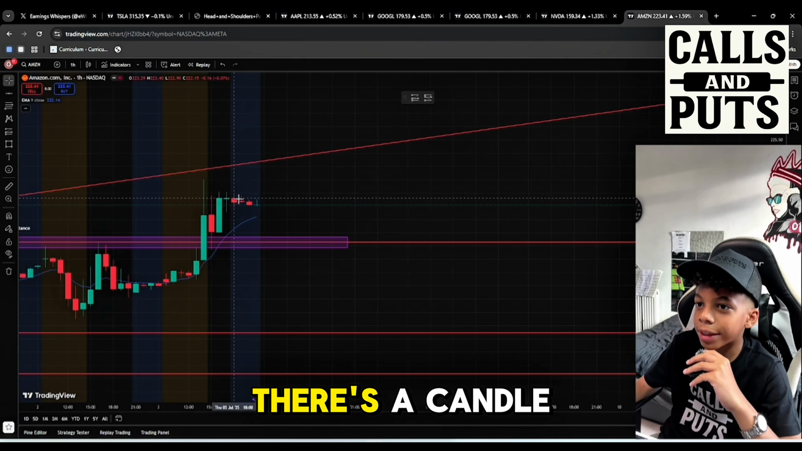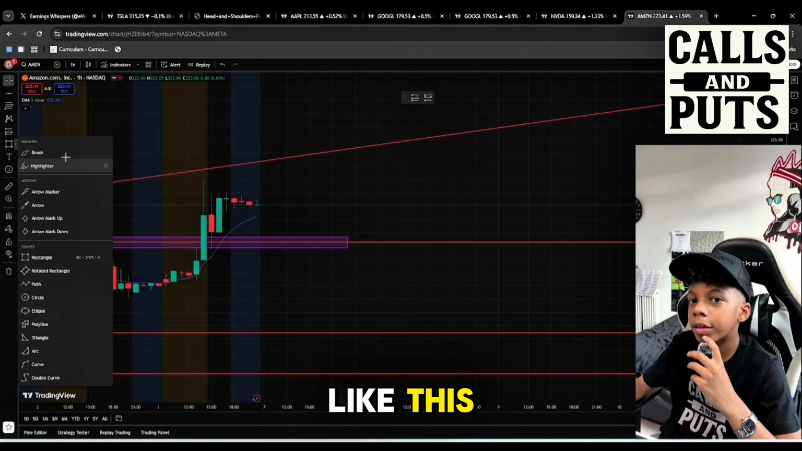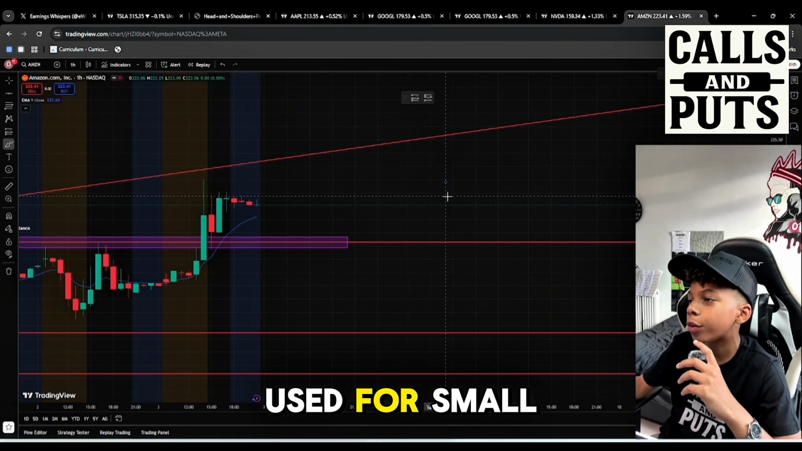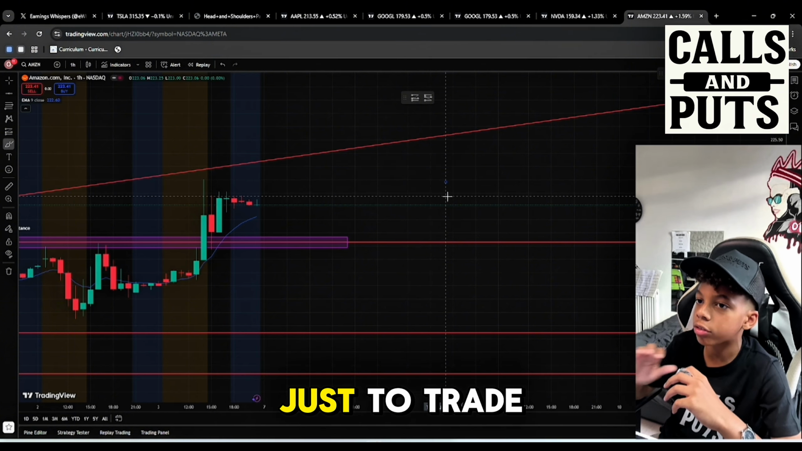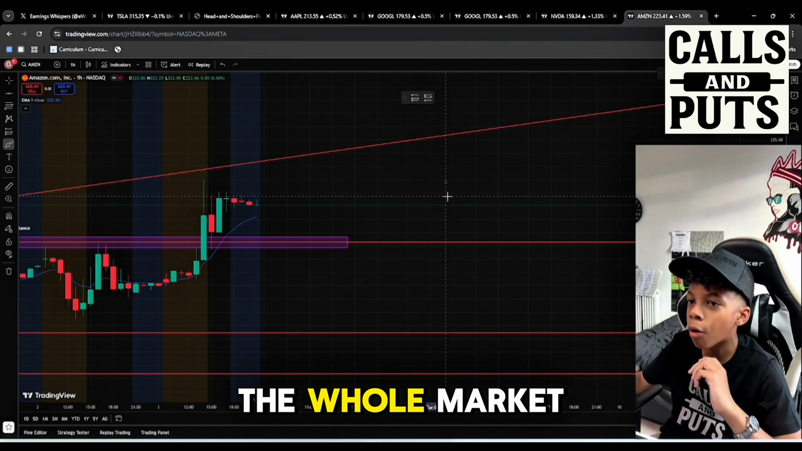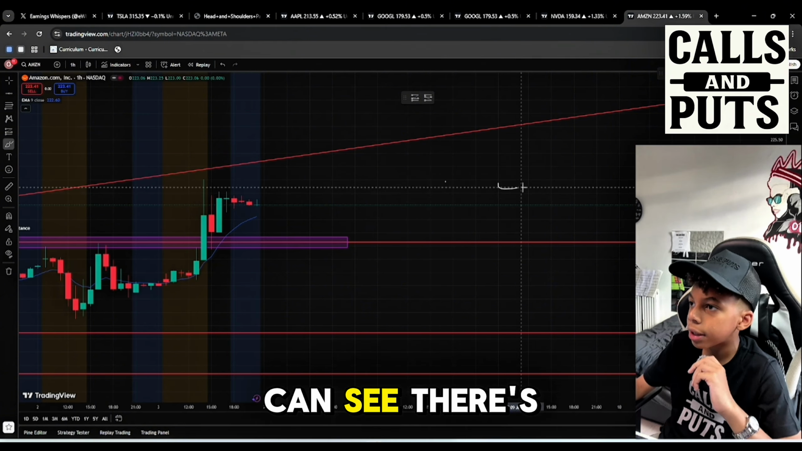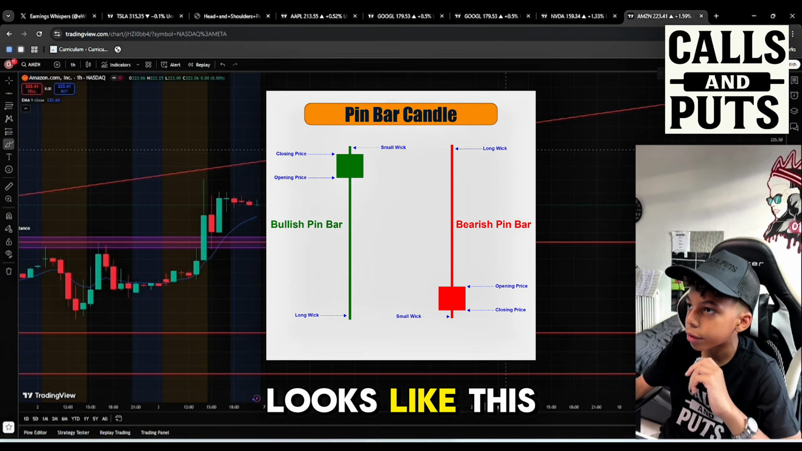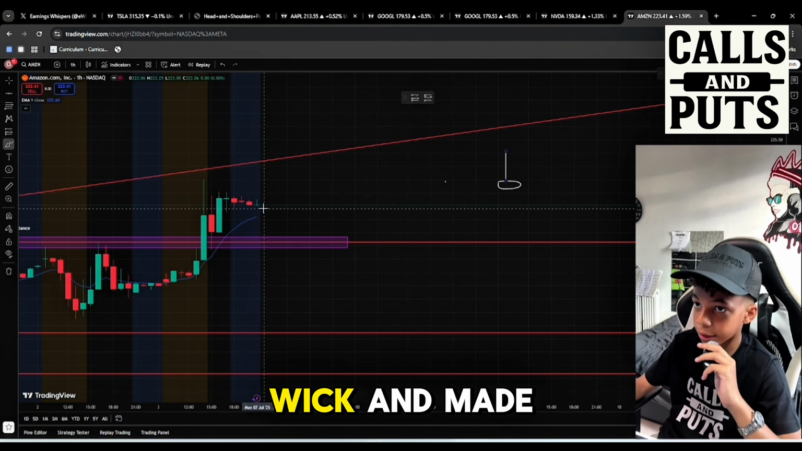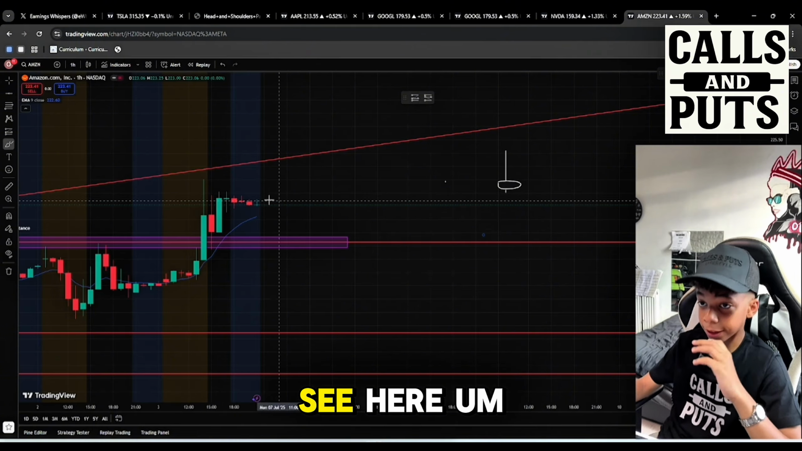But as you can see here, there's a candle right here which is called the pin bar. So the pin bar looks like this. It's not really obvious, but this could be used for small confirmation. I wouldn't advise trading over just one candle. You want to see the whole market instead of just one candle. A pin bar looks like this: a small body and a big wick, and sometimes there's a small wick here, as you can see.